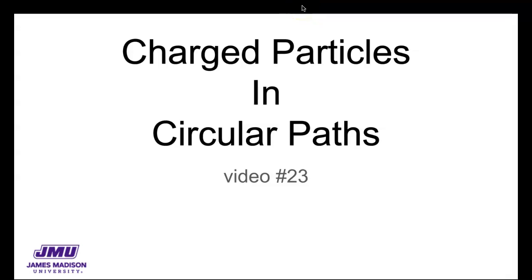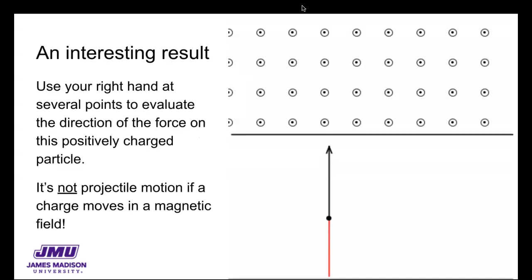This video deals with one especially interesting consequence of the fact that the force on a charged particle in a magnetic field is always perpendicular to the direction of the particle's initial velocity. And that is that a charged particle entering a magnetic field can be moved in a circular path, or at least part of a circular path.